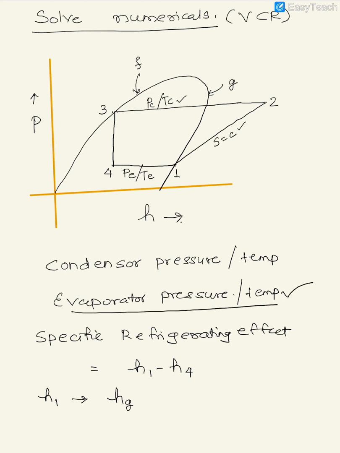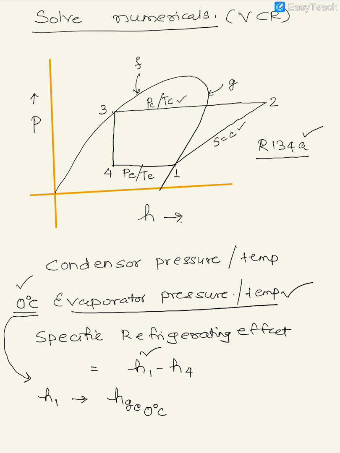For example, if your evaporator temperature is 0 degree centigrade, then H1 would be Hg at 0 degree centigrade for the given refrigerant. Let us say that the refrigerant is R134a. In that case, you need to refer to the R134a tables, go to the temperature tables at 0 degree centigrade and look for the Hg value at 0 degree centigrade. That would be your H1.